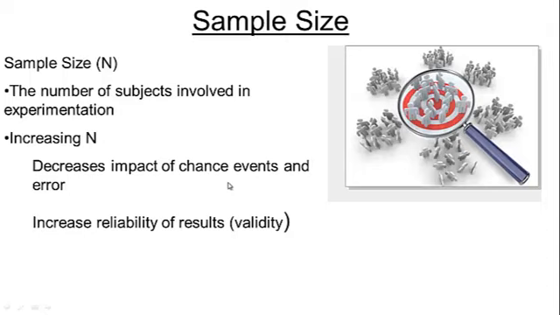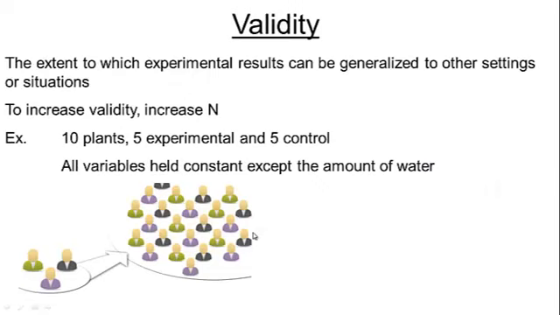Now, the other thing that results from that is you increase the reliability of your results, which we were going to refer to here as validity. And that's going to be our next main idea. So on the left-hand side, validity. Validity can be defined as the extent to which experimental results can be generalized to other settings or situations.